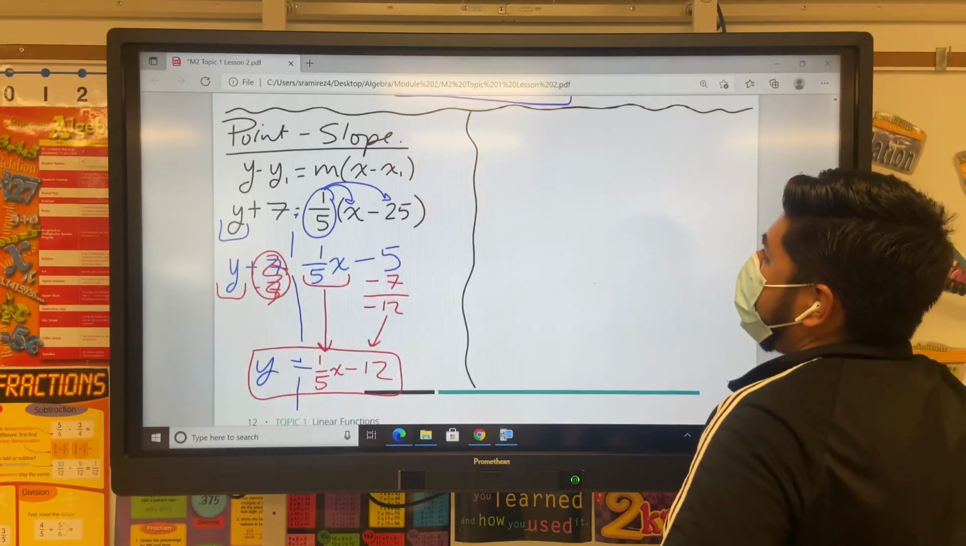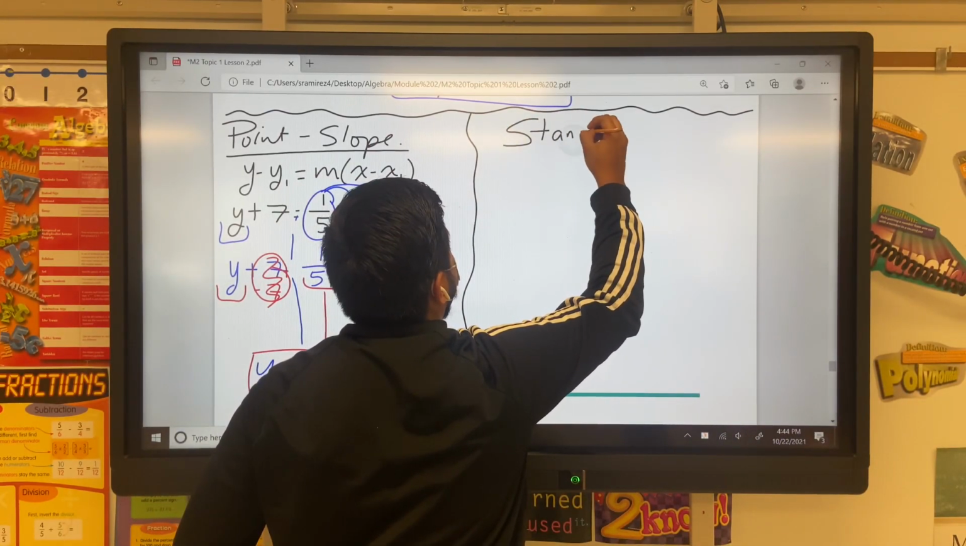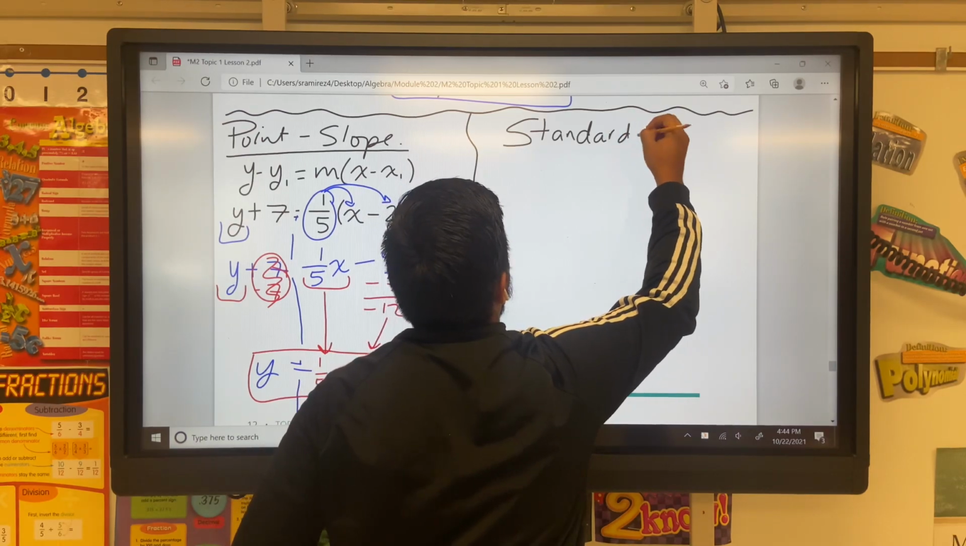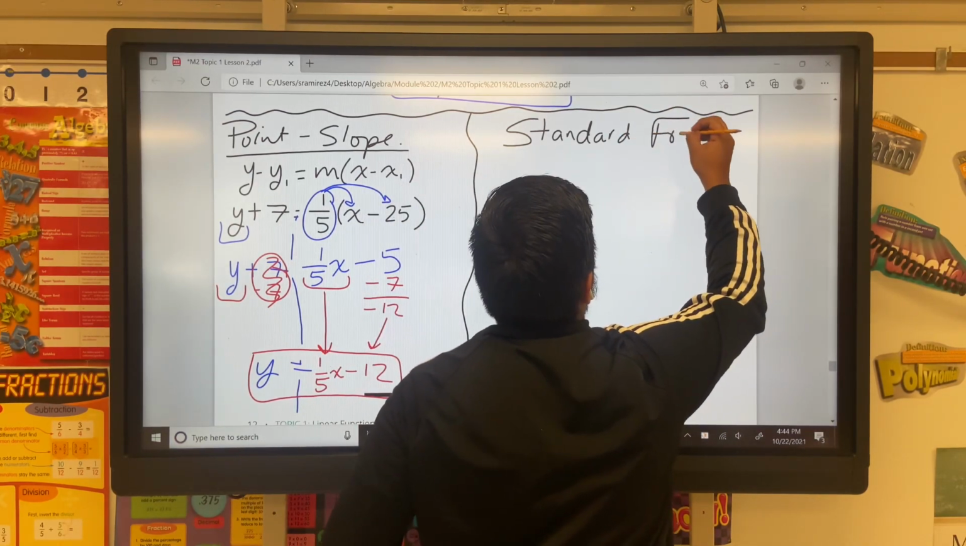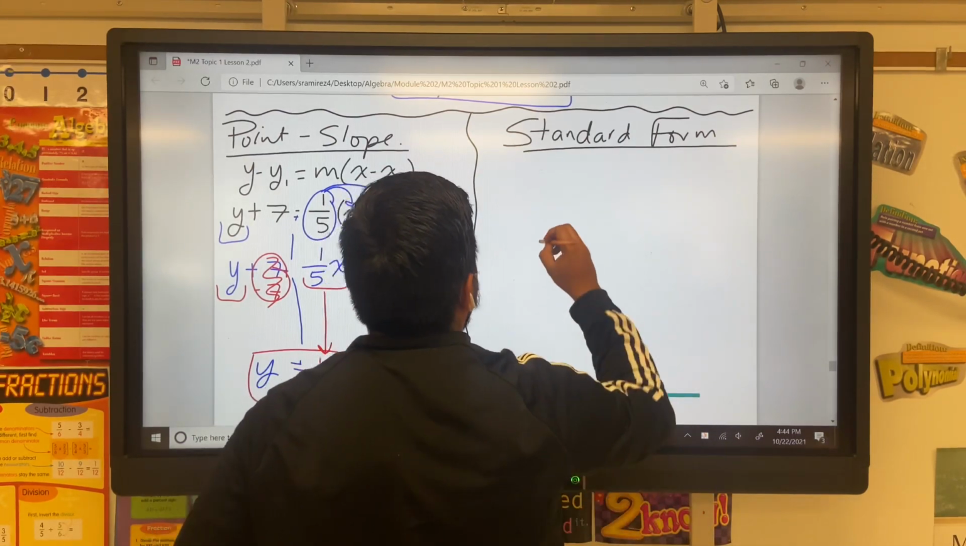Next type of form. So we did point slope, now we're doing standard. Again, if you want to come to tutorials to get additional help, I would love to help.